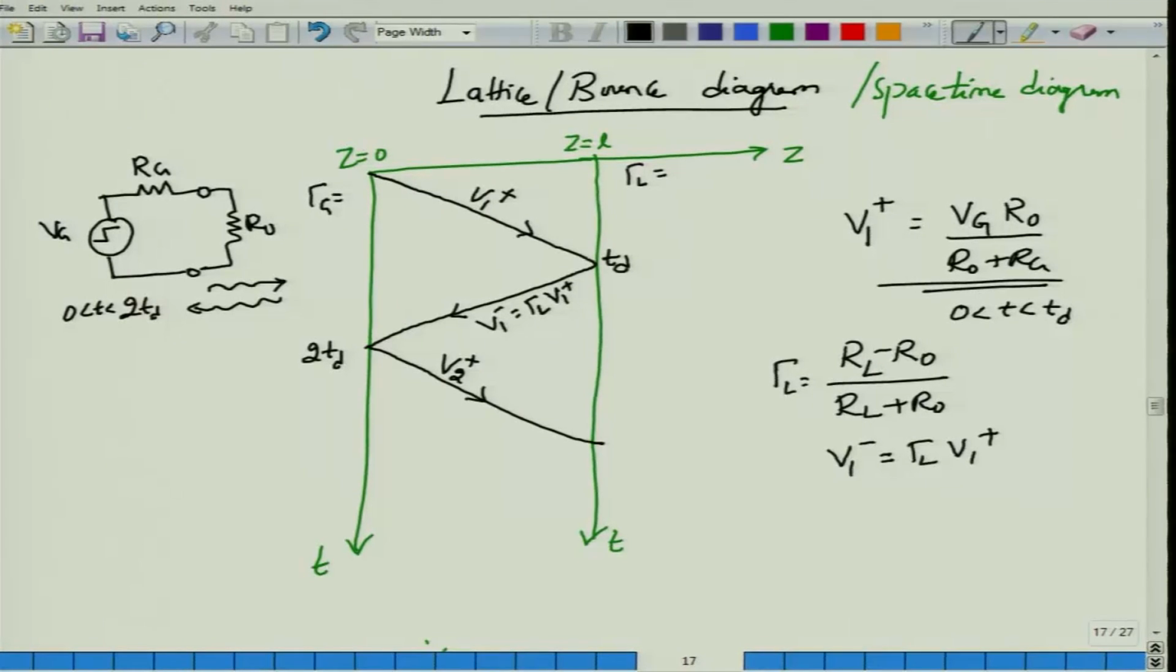This is the first forward wave, this is the second forward wave. By now you know what should be V2 plus. This would be gamma g into V1 minus. This would reach the load at 3 Td, which will then be reflected back by the load side with V2 minus given by gamma L V2 plus. And this again further reflects, reaching here at 4 Td and so on. So, this is the lattice diagram, and this lattice diagram contains all the information that is necessary for you to actually write what is the voltage at different points on the transmission line.